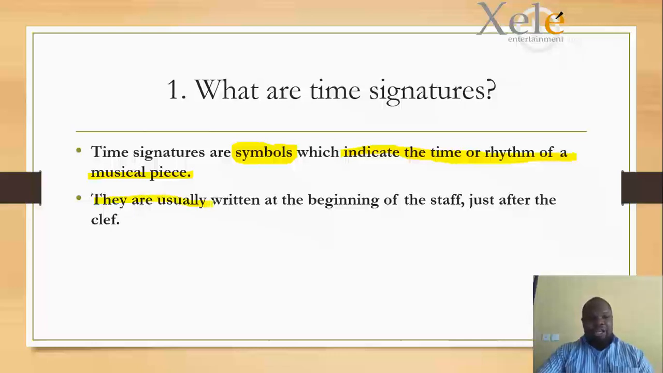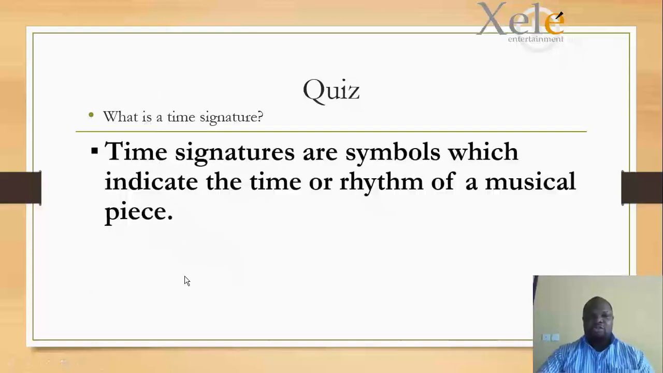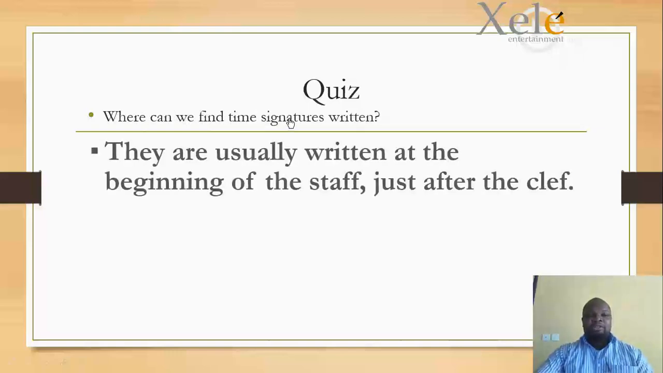Now, they are usually written at the beginning of the staff, but not just at the beginning of the staff. Usually you find them at the beginning of the staff after the clef. So where do we find time signatures written? They are written at the beginning of the staff after the clef. So this brings us to our first quiz. What is a time signature? If you have been following me, I'm sure you know already that time signatures are symbols which indicate the time or rhythm of a song. And we know that time signatures are written at the beginning of the staff just after the clef.